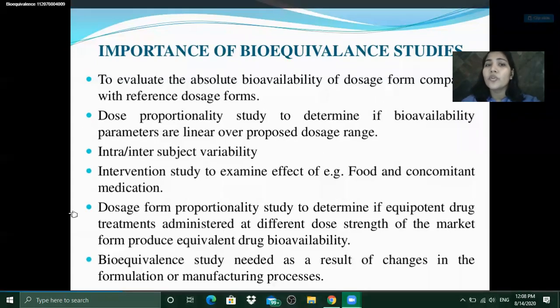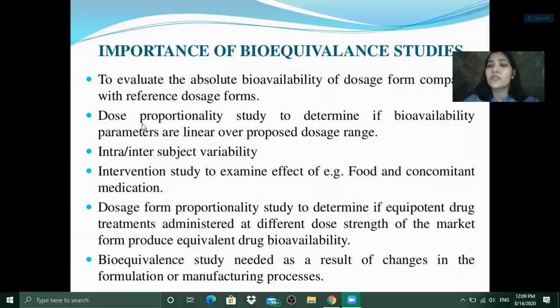Okay, so you will be doing the absolute bioavailability evaluation of your drug, or study drug, with the reference, that is the reference dosage form. So that is what absolute bioavailability is. So the first importance of the bioequivalence study is to evaluate the absolute bioavailability of your drug when you are comparing it with the reference dosage form.